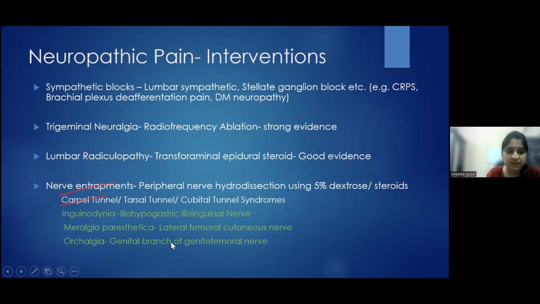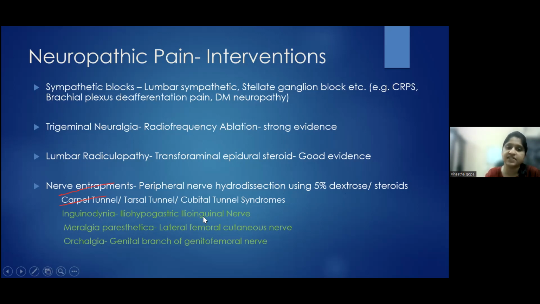For these nerve entrapments, ultrasound-guided nerve hydrodissection using 5% dextrose is more commonly used. Less commonly, steroids have some role when combined as a component of multimodal therapy. You have to do it repeatedly, like 2 to 3 sittings of nerve hydrodissection. For meralgia, it is very effective. Compared to that, it is less effective for orchialgia.